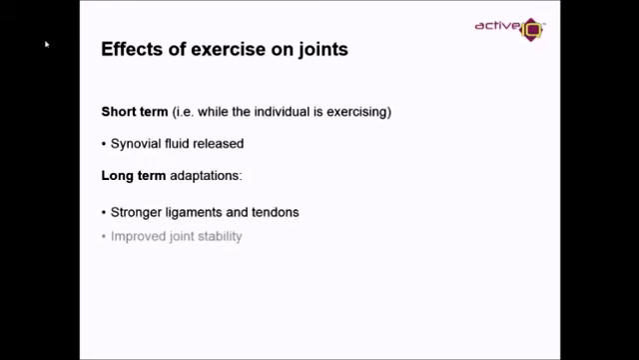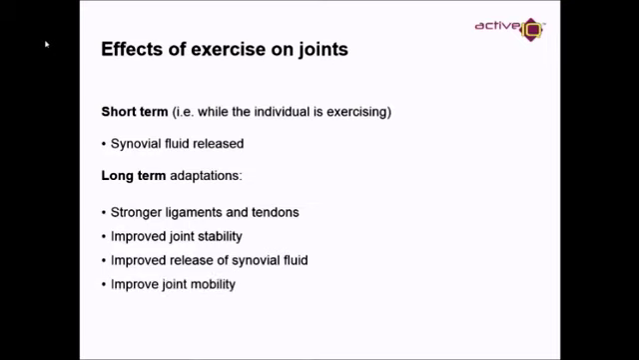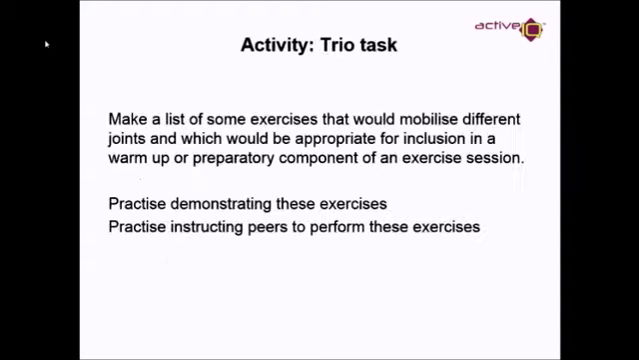That's what's happening in the short term. In the long term, the ligaments and tendons are going to get stronger. Okay, remember ligaments, bone to bone, tendons, muscle to bone. The more we move, the more that we use them, the stronger and the thicker they're going to get. Because of those ligaments getting stronger, we're going to have improved joint stability. So our joints are going to be a lot more stable. Our body's going to become more efficient at releasing synovial fluid, and we're also going to have better mobility.